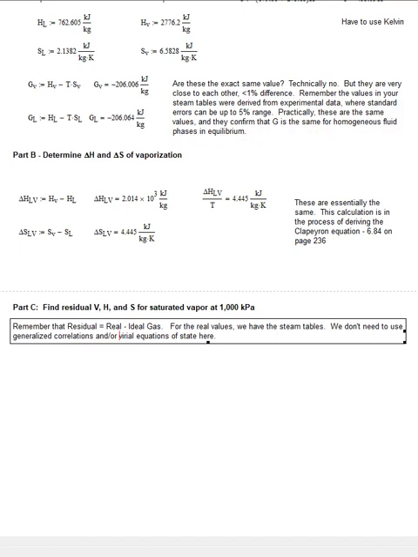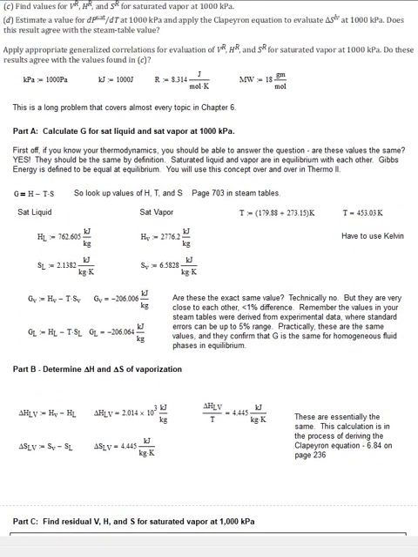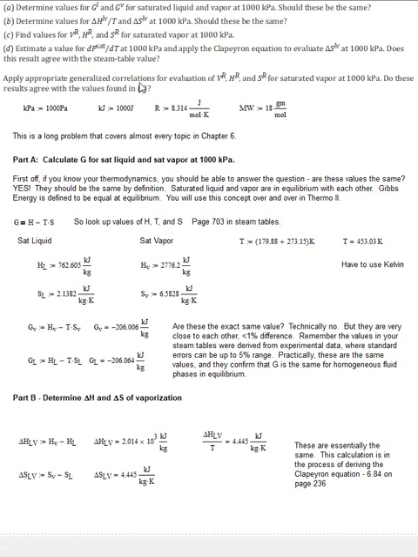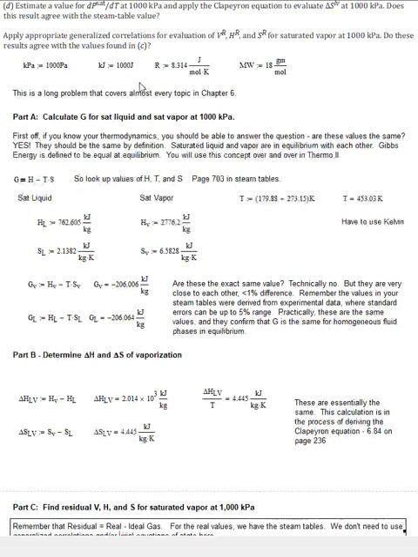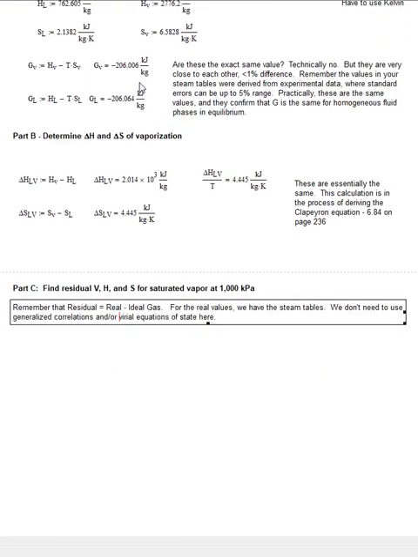Remember that residual value is the real value minus the value it would be as an ideal gas. In this case, for the real values, we have the steam tables. We don't need to use the generalized correlations, which is what your problem asked you to do at the very end, and we're going to skip that for now. So for the real values, we're going to use the steam tables. For the ideal gas values, we're going to use the ideal gas values.